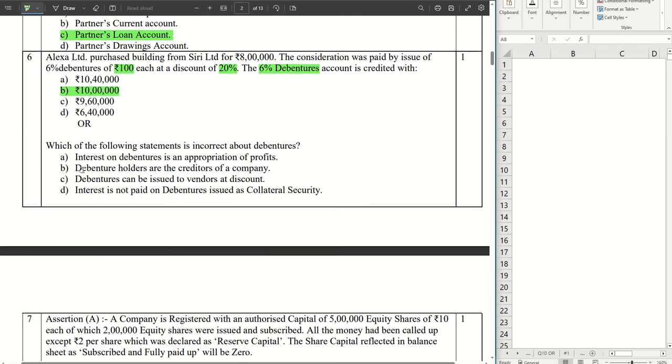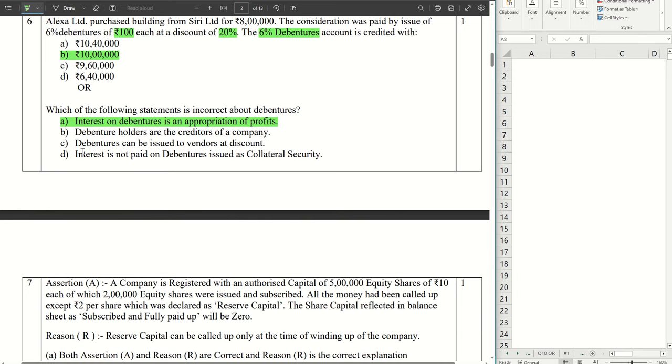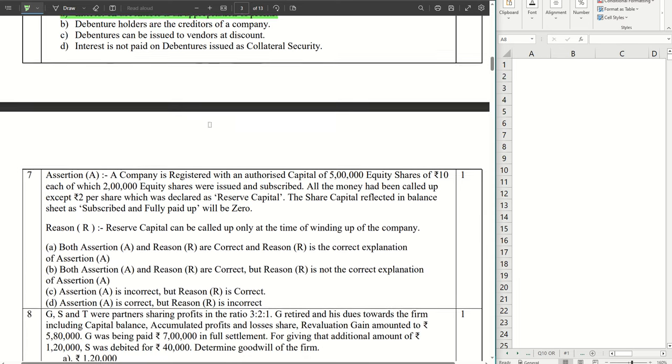We have an OR question. Which of the following statements is incorrect about debentures? Interest on debentures is an appropriation of profits. This is incorrect. It is a charge against profit. The company has to provide interest even if the company has incurred a loss. Let's have a look at the other ones as well. Debenture holders are creditors to the company. That is correct. Debentures can be issued to vendors at discount. That is correct. Interest is not paid on debentures issued as collateral security. That is correct as well.